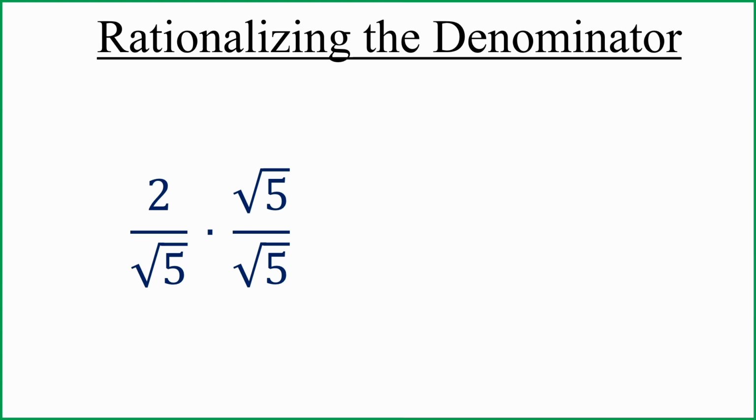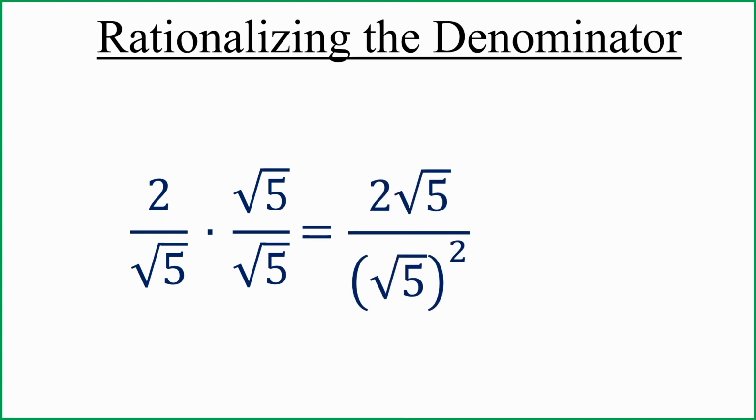Now let's multiply 2 over the square root of 5 and the square root of 5 over the square root of 5. You just have to follow the same process of multiplying fractions. For the numerator, multiply 2 and the square root of 5. And for the denominator, multiply the square root of 5 and the square root of 5. The result is 2 square root of 5 over the square of the square root of 5. Simplify, the answer is 2 square root 5 over 5.